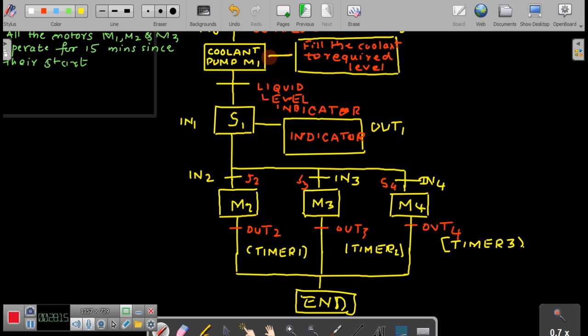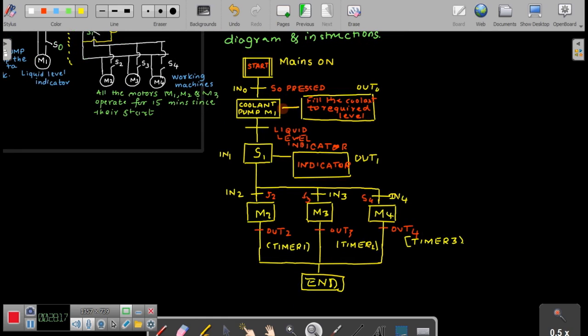So now you should be able to understand why I told you in the beginning that the thought process here will be different from student to student, or person to person. But the sequence should remain the same. You have started, you have made the mains on. Upon the transition, that is S0 is pressed, your coolant pump will be on, and the output here is filling the coolant up to the required level.